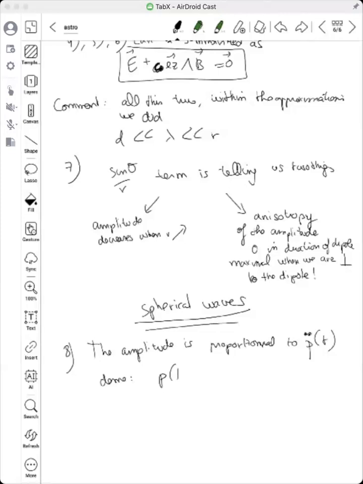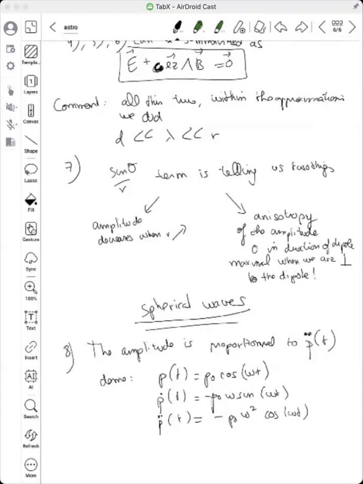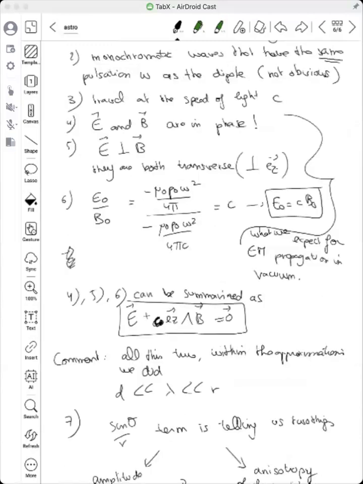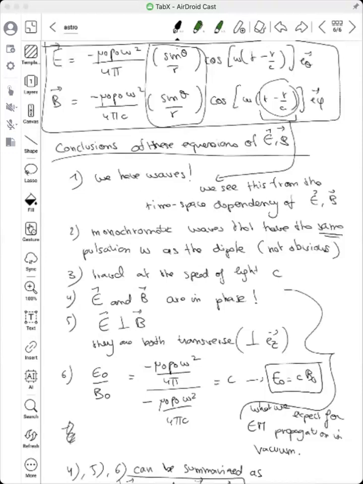Okay, we have that P of t is equal to P0 cosine omega t, right? So P dot is equal to minus P0 omega sine omega t, and P with two dots is equal to minus P0 omega squared cosine omega t, right? And if we look at the way we wrote E and B, this is indeed the case, right? I have here this minus P0 omega squared with the cosine.